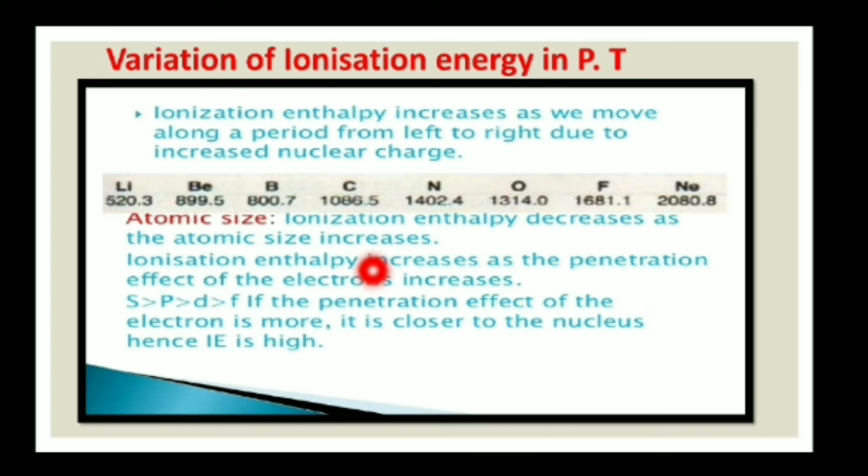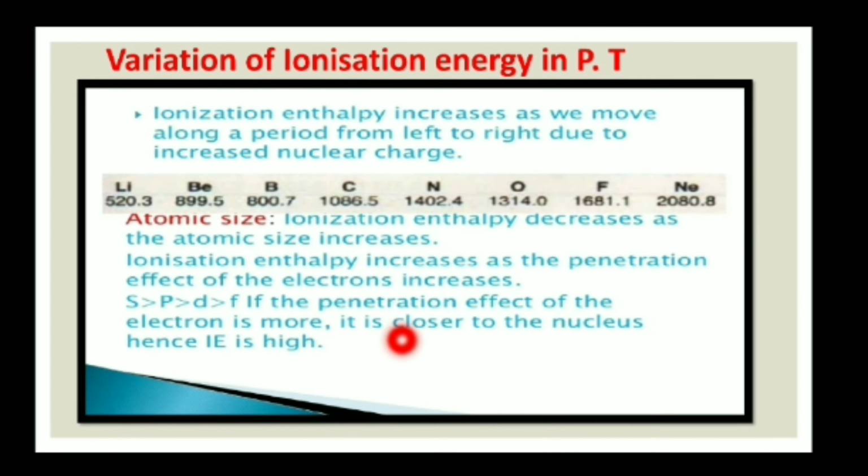Ionization enthalpy increases as the penetration effect of the electron increases. See students, here are the s, p, d, f orbitals. The s orbital is very near to the nucleus. So its penetrating effect is very high, or the penetrating effect of the electron is more, because the s orbital is closer to the nucleus. And the f orbital has less penetrating effect because it is far away from the nucleus.